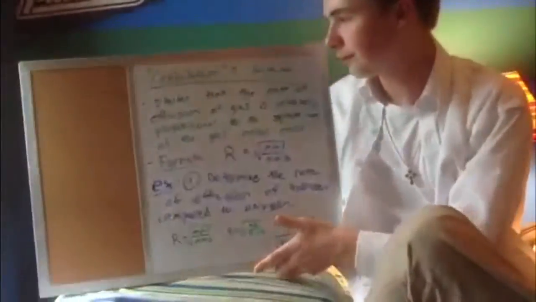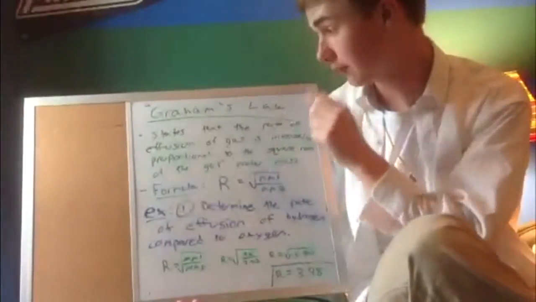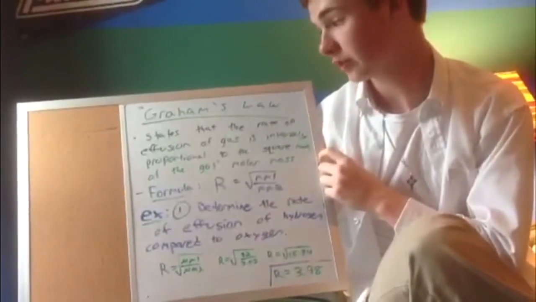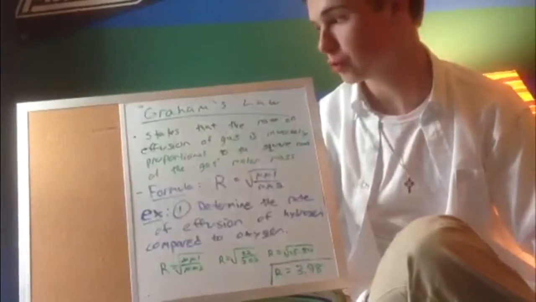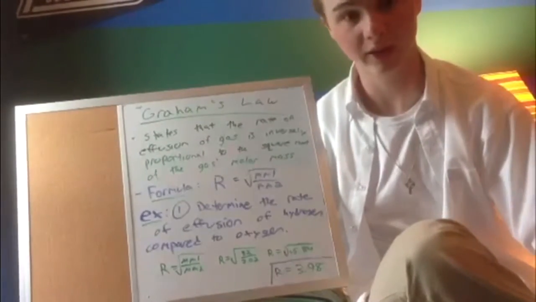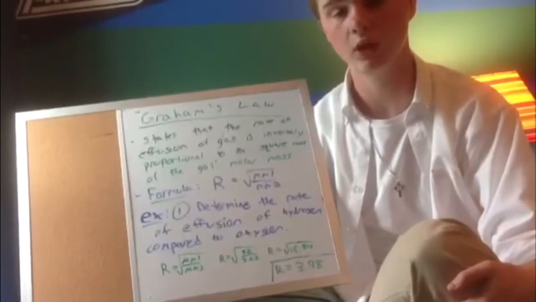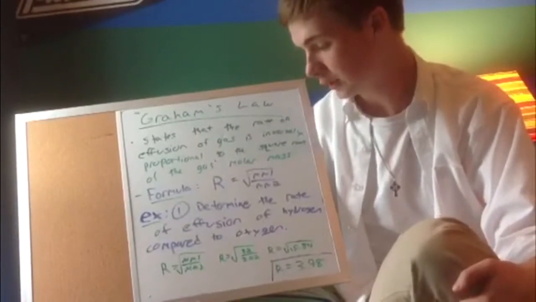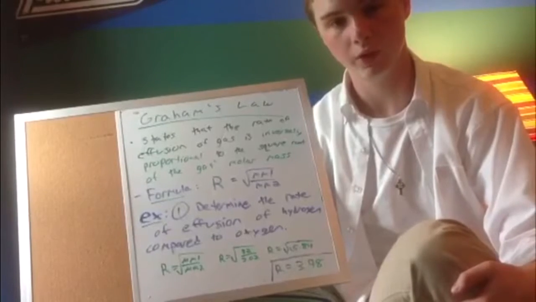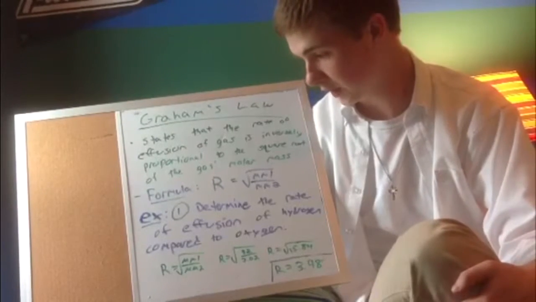For our wiki, we had Graham's Law of Diffusion, and it states that the rate of diffusion of gas is inversely proportional to the square root of the gas's molar mass. This definition stays there. And the formula of Graham's Law of Diffusion would be R equals square root of molar mass of one gas over the molar mass of another gas.